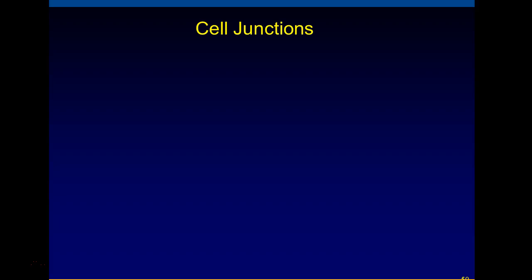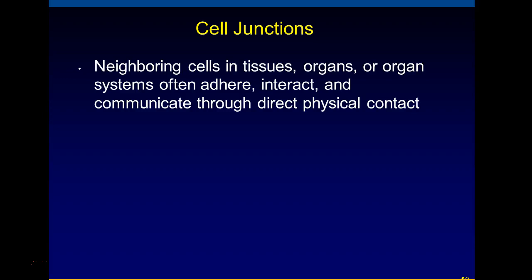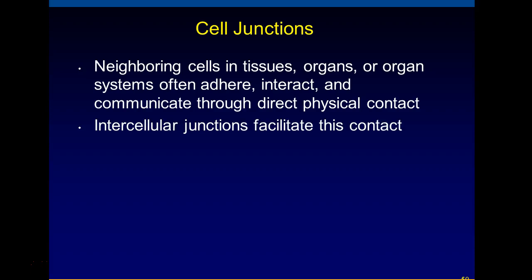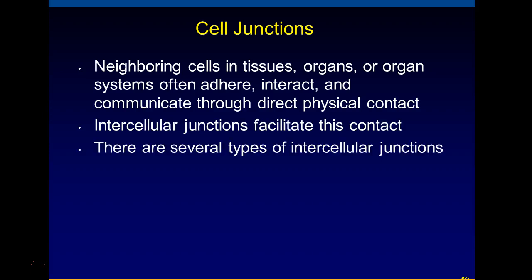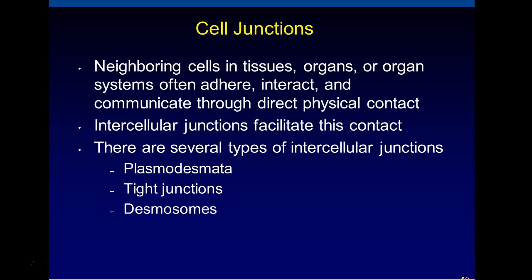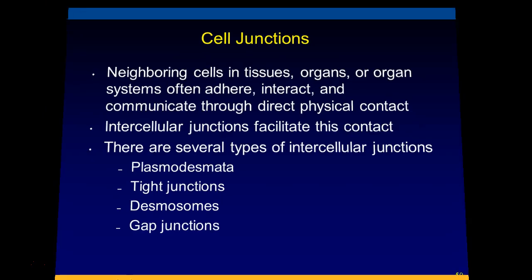Last thing we need to talk about in this lecture, and I know it's been long, so great job hanging in there. Cell junctions. Neighboring cells and tissues, organs, and organ systems often adhere, interact, and communicate through direct physical contact, and we're going to actually spend a lot of time talking about that. The intercellular junctions facilitate this contact. There are several types of intercellular junctions. We have plasmodesmata, which we saw earlier, tight junctions, desmosomes, and gap junctions as well.